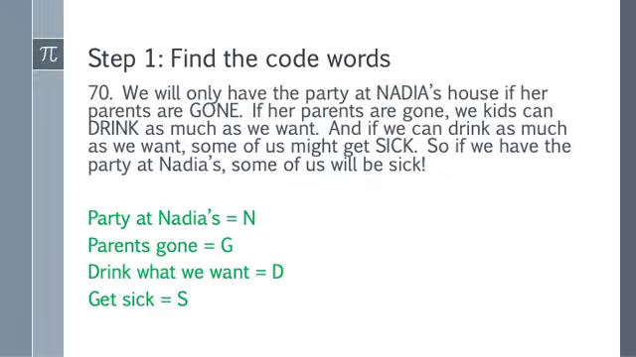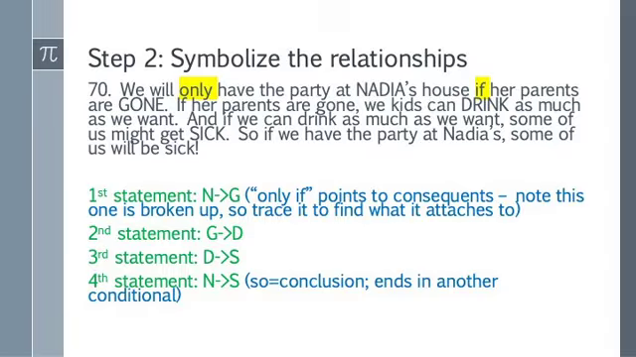Step 1, find the code words. So they're capitalized for you. N will stand for there's a party at Nadia's. G will stand for the parents being gone. D will stand for drink what we want. And S will stand for get sick. Step 2, symbolize the relationships.